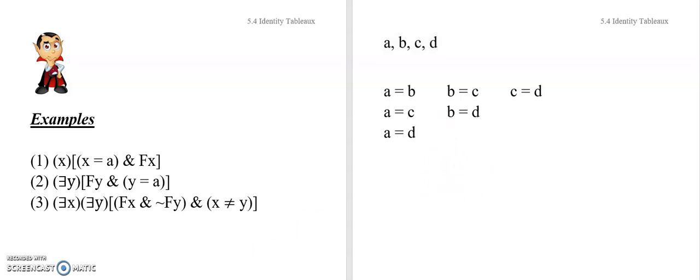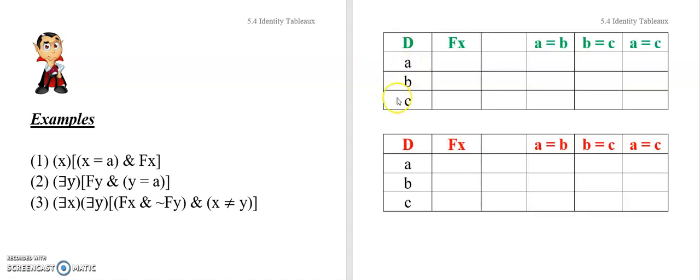All right, back to the problem at hand. We have 3 individual constants, and these are the possible pairs we need to consider. So now that you've got this template, can you fill this one in such a way that this sentence comes out true, and fill this one in such a way that this sentence comes out false? Pause now.